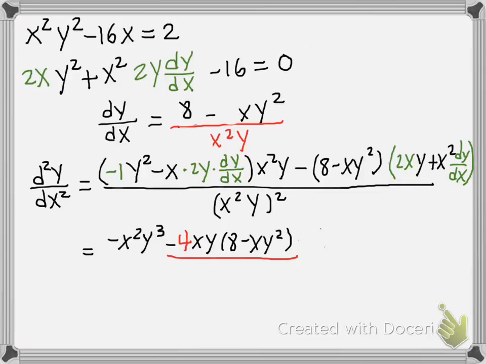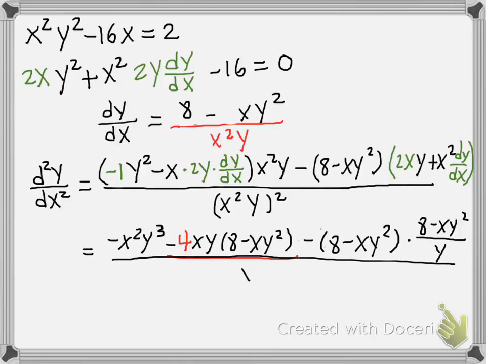Continue distributing. We get minus 8 minus xy squared. Then this time we multiply by x squared times dy over dx, which we should get 8 minus xy squared divided by y. And then altogether we are dividing each of these by x to the 4th power y squared.